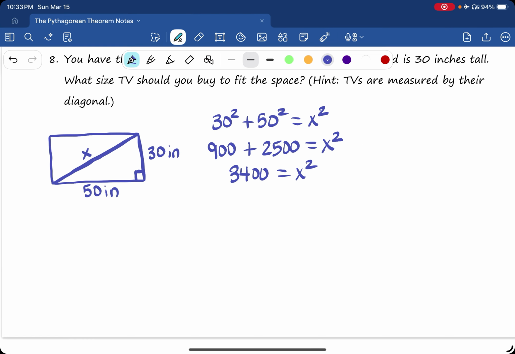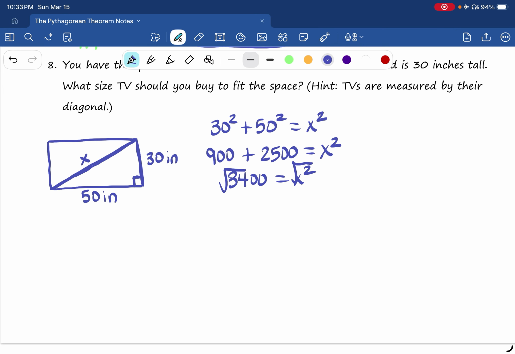So 58.3 when we square root, and I don't know if a TV comes in a 58.3. So we would probably have to size down to probably a 55-inch TV, because I believe they go like every 5 inches. So we would say that the biggest TV that would fit in this space would be a 55-inch TV. There you have it.